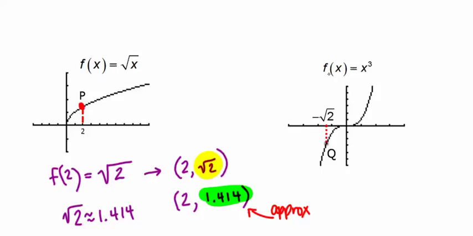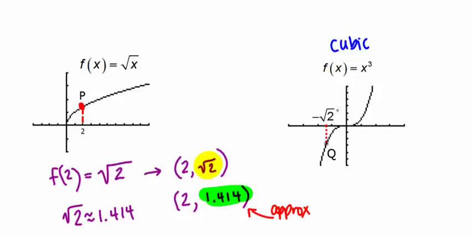Coming over here, we have f of x equals x cubed. We know this function very well. This is a cubic function. And what we do is we put a 2 in, we get an 8 out, a 1 in, we get a 1 out, 0, 0, -1, -1, -2, -8.